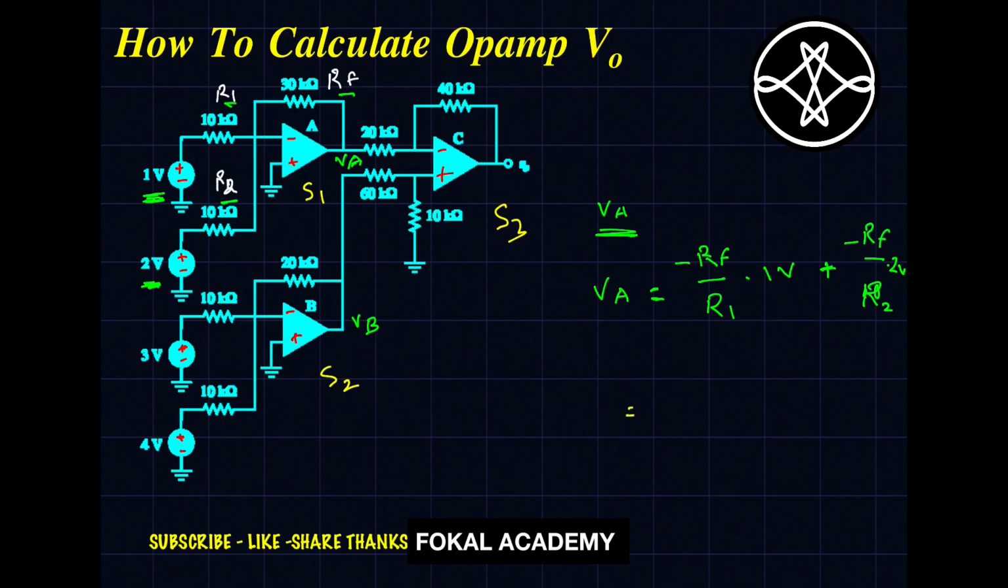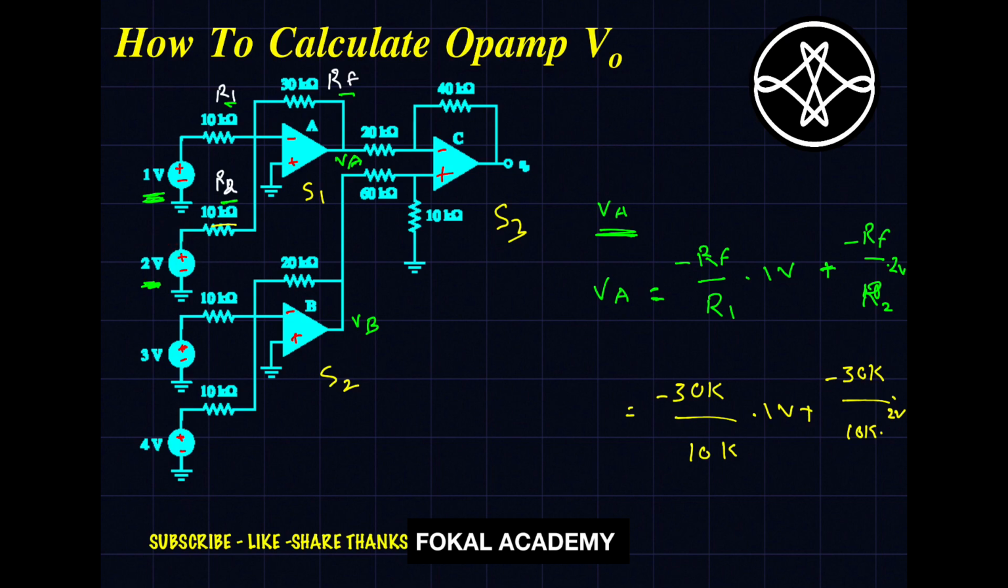It becomes minus 30k by R1, which is 10k, into 1 volt, plus next minus 30k by R2, which is 10k, into 2 volts. Here apply this simple formula, that is the inverting op amp formula. So due to 1 volt source, next due to 2 volt source, minus RF by R1 into 1 volt. So whenever 2 volts is there, at the time it is minus RF by, here for this circuit it is R2, means minus RF by R2 into 2 volts.